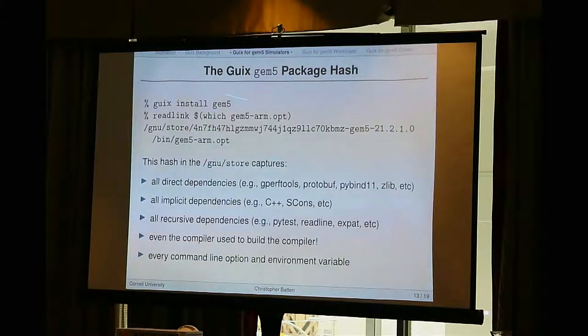So you can geeks install gem5. And it installs in the global store. And if we look at that hash right there, that hash captures all direct dependencies, all the implicit dependencies, all the recursive dependencies. It even captures the compiler used to compile the compiler and all of the command line options and environment variables required to build gem5 in a reproducible way.